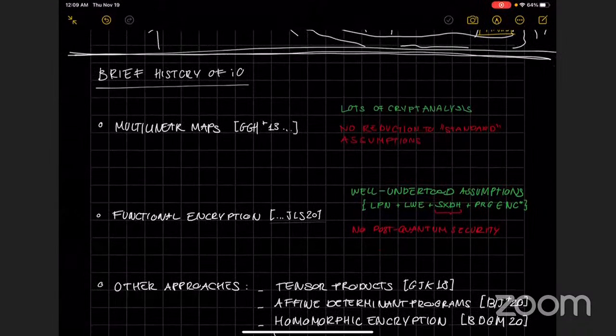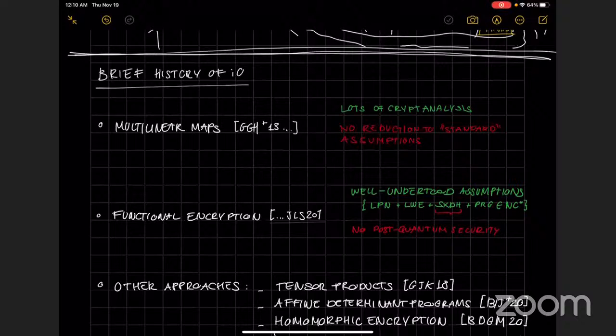The first work that introduces obfuscation constructed from an object called multilinear maps, which was introduced in the same year by Garg et al. Those candidates have received a lot of cryptanalysis and generated a lot of interest in the communities. Unfortunately, this line of work has not resulted in a construction which we can prove secure under a standard or nice assumption that we are all comfortable with.